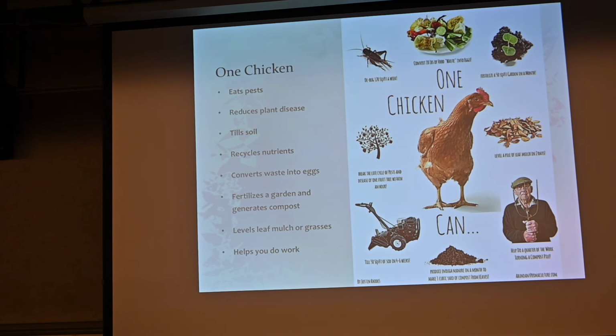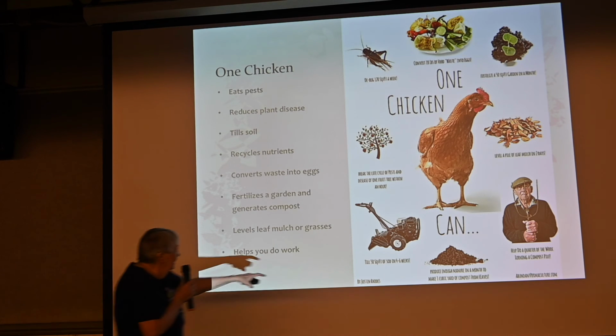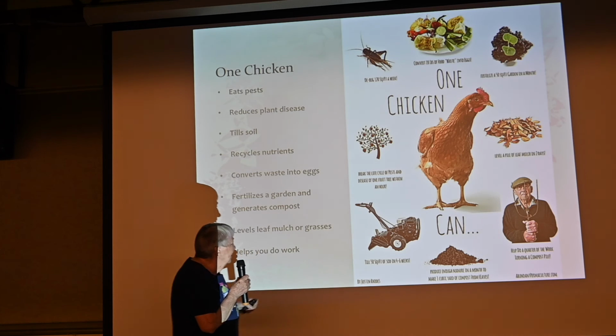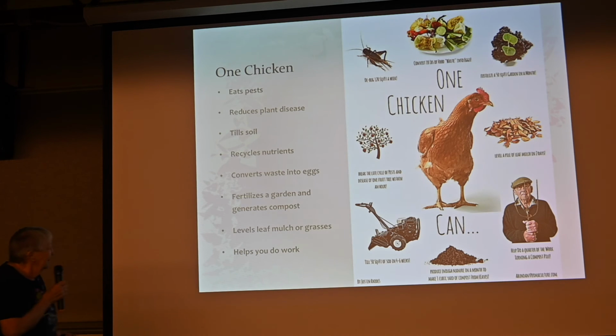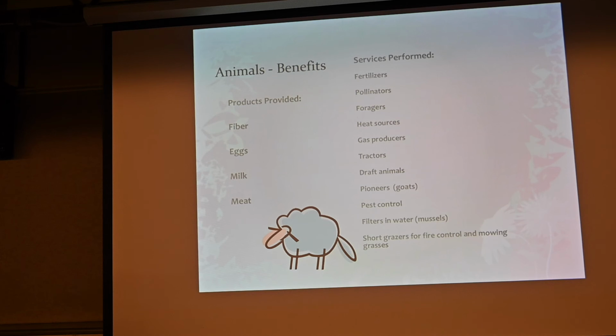Okay, chicken. This is just a great chart. If you can't see it here, you've got to go online and take a look at it. But it eats pests, reduces pest disease, and it talks here about how much it does of each of these. So this tills 50 square feet of sod in 4 to 6 weeks. So it does all this and it helps you do work. Some benefits, this is what they give us. These are some of the services that they perform for us.